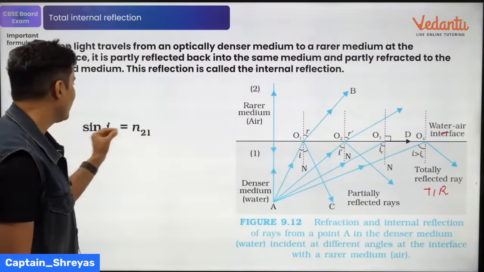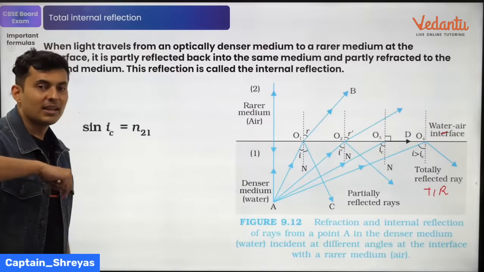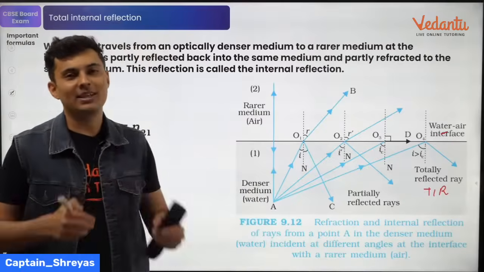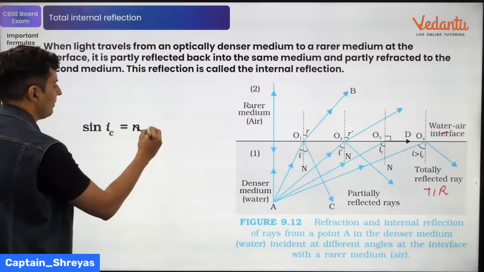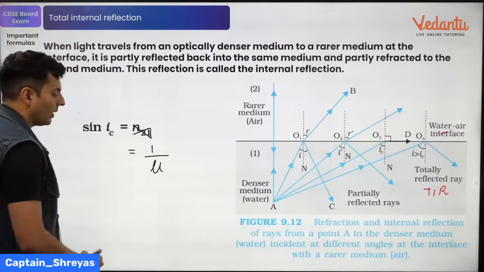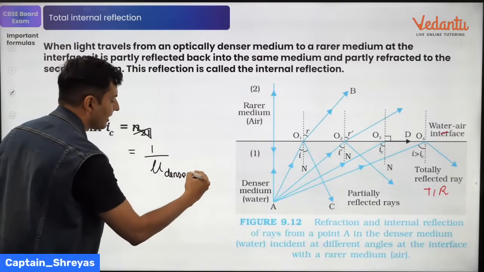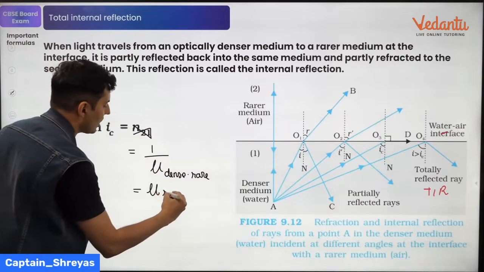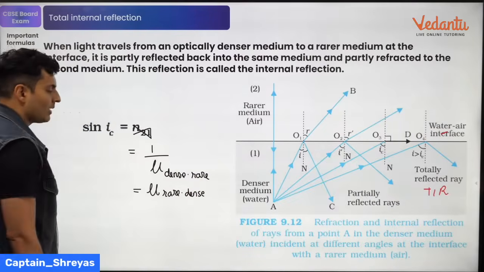And the sine of that critical angle is basically the refractive index of the rarer medium with respect to the denser medium. So instead of remembering this formula, I would say, remember it like this. It is 1 upon the refractive index of the dense medium with respect to the rare medium, or you can just write it as the refractive index of the rare medium with respect to the dense medium.